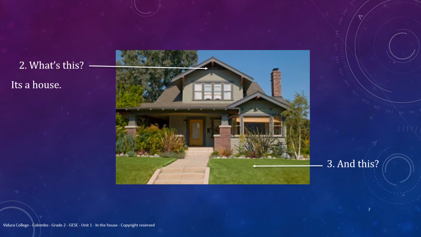Then question 3 is, and this? Where is it pointed to? Well, this pointed to the garden, isn't it? So, the answer should be, it's a garden. Children, carefully observe this. Look at the given two questions and the answers that you have to give. Let's move to the next one. Remember, we use determiner it's. Can you see? In both answers, we have used it's.